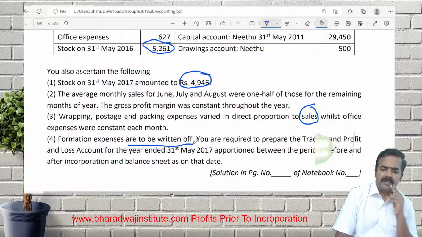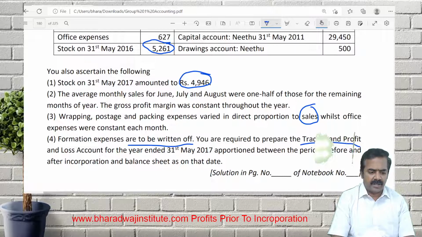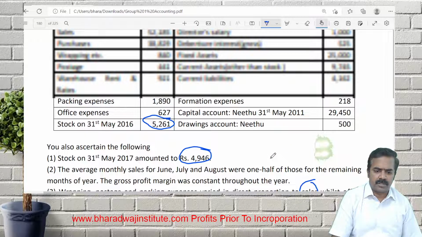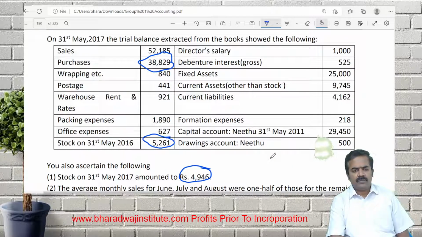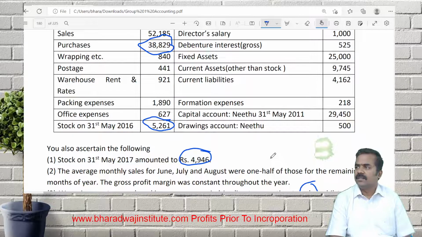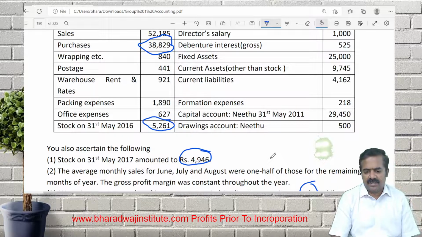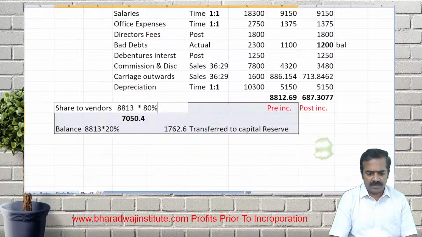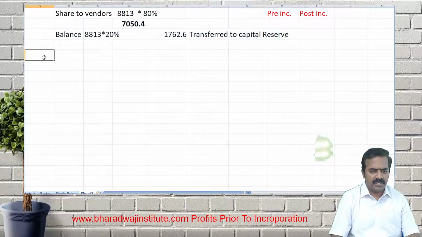They ask you to prepare the Trading P&L account. Of course we can do it in a statement format, apportioning pre and post incorporation as they have asked. So first let us work out the ratios: time ratio and sales ratio. Start.